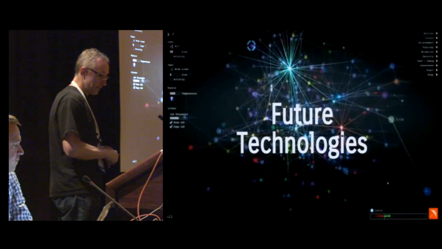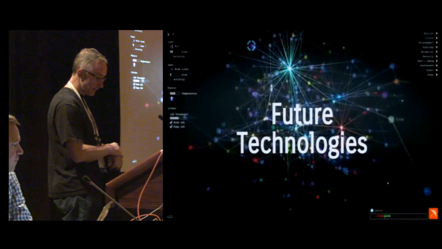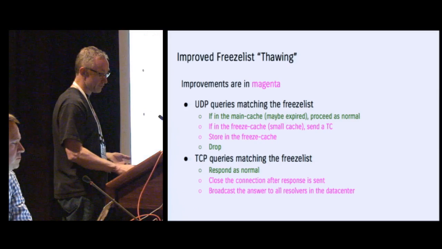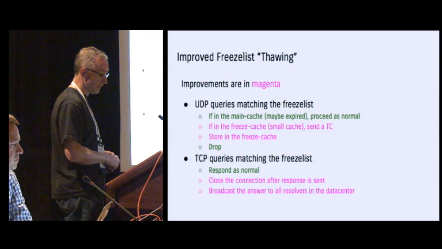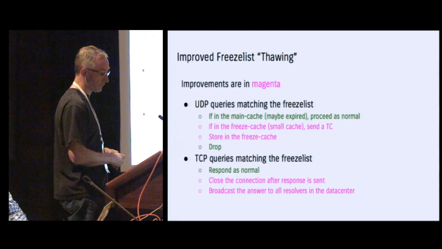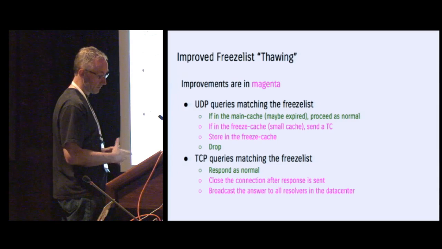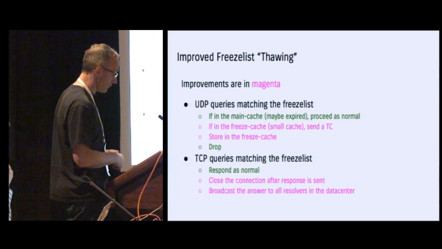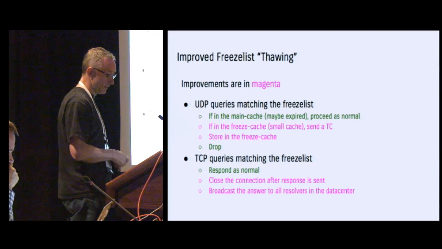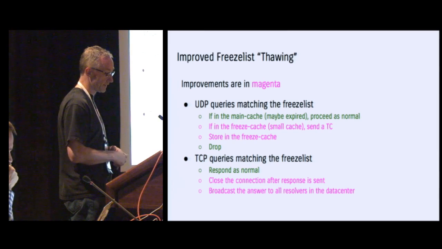I'll talk a little bit about future technologies. There's a few things that I'd like to improve about our drop list and freeze list. I guess our freeze list is the big candidate. The idea is that we can provide thawing within that freeze list. So the green text there represents what we currently do. As I described before, if stuff is already in the cache, then we respond to it, even if we have to go upstream to provide that response.